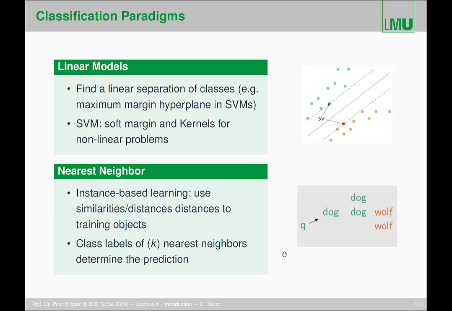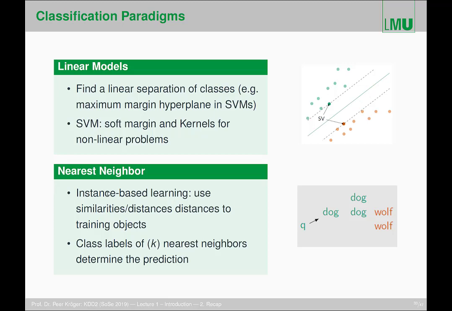Then we had these linear models. Maybe you recall one of the most prominent ones is the support vector machines. The basic idea is to find a linear separation of the classes, for example the maximum margin hyperplane of support vector machines, but there are other concepts of linear separation. You have two classes, and you split them by a linear model. In the two-dimensional case it's a line; in the high-dimensional case it's a d-dimensional hyperplane.